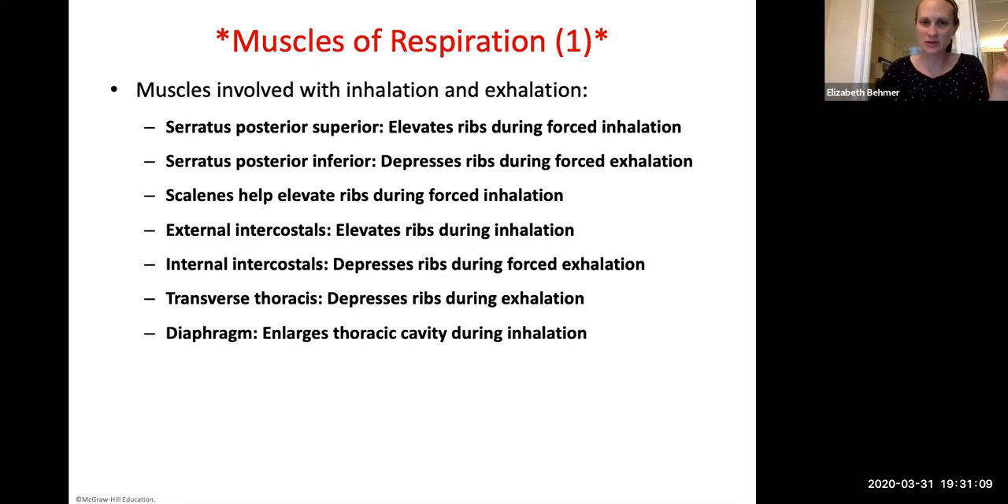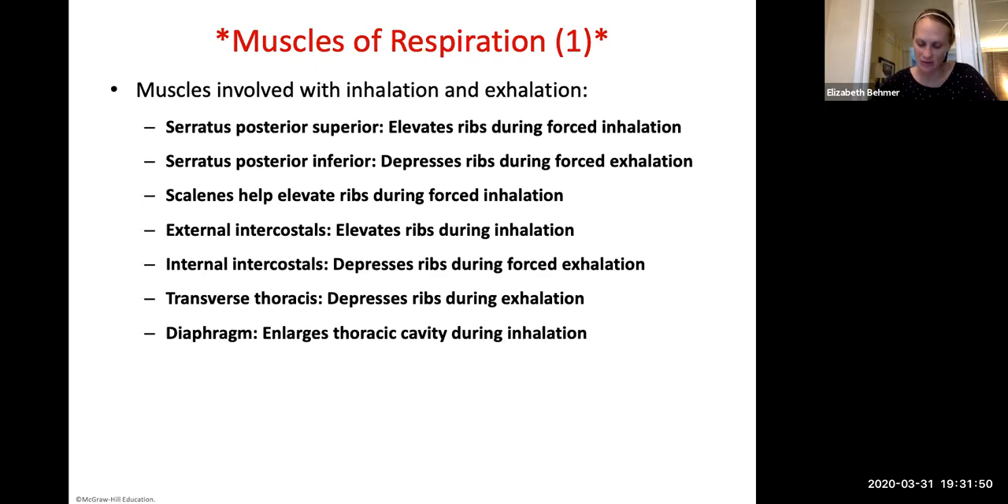So these are the different muscles associated with both of those that you need to be aware of. The ones that help with inhalation are your serratus posterior superior, your scalene muscles, your external intercostals, which are muscles that go between your ribs, and then your diaphragm, the most important muscle that helps with inhalation. Your diaphragm pulls down, and when it pulls down, it decreases pressure in your thoracic cavity, so air just rushes in. So you should know the muscles involved with inhalation.